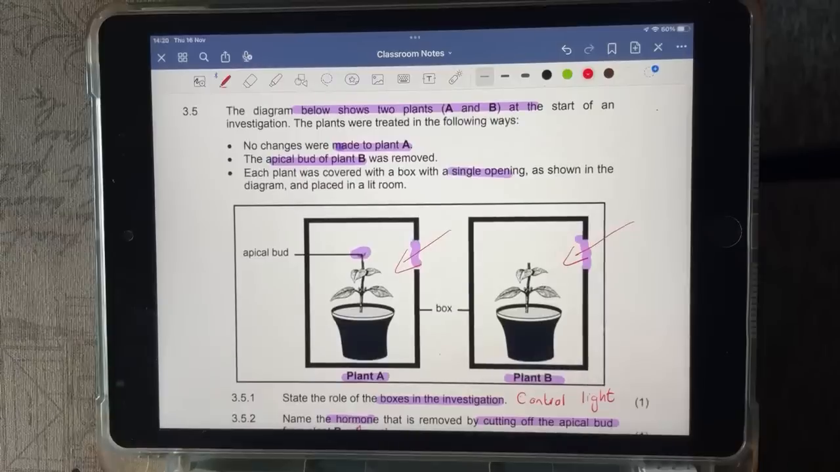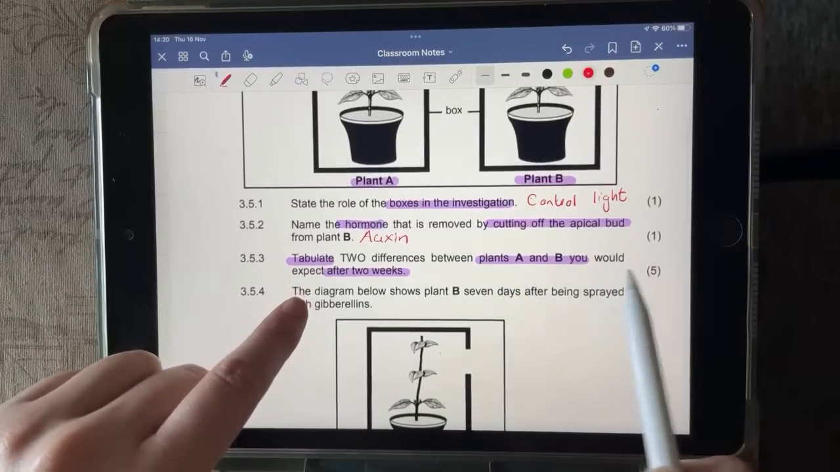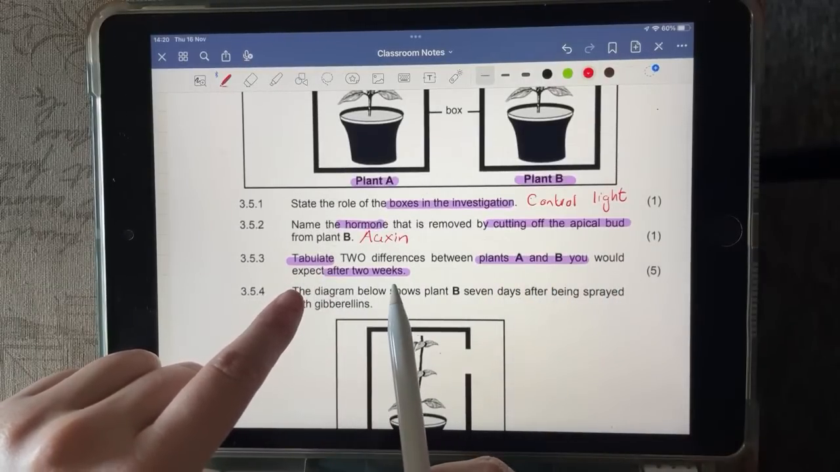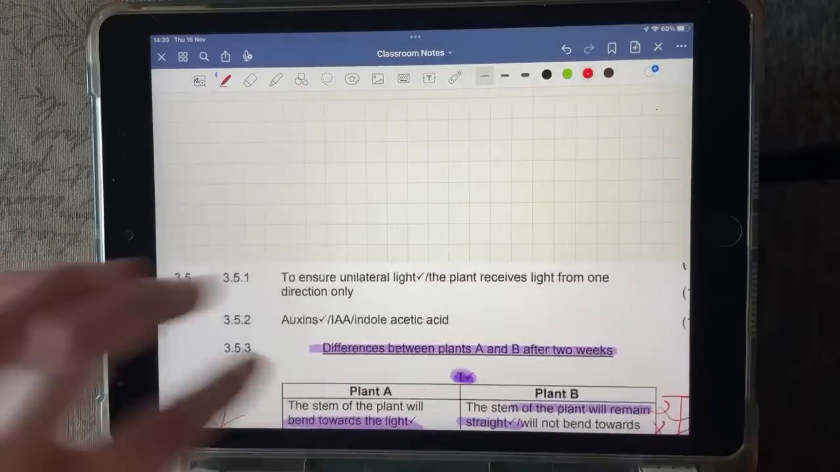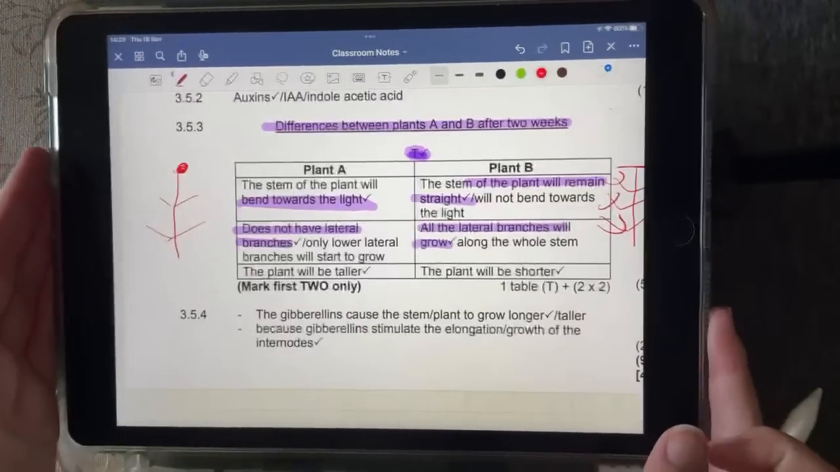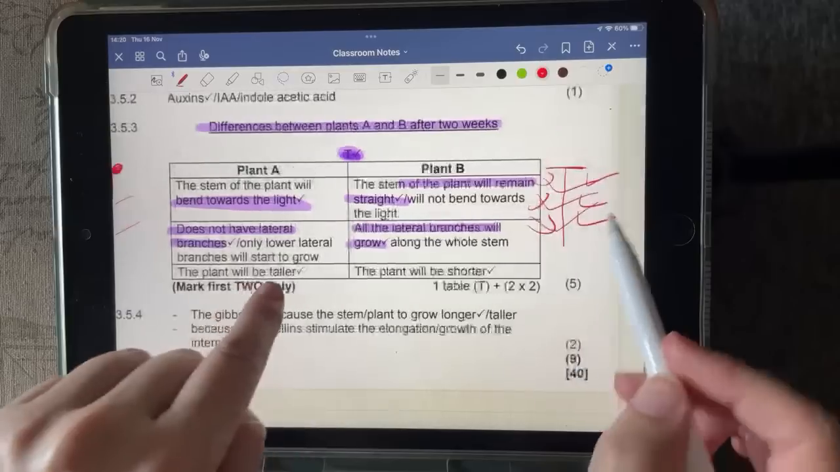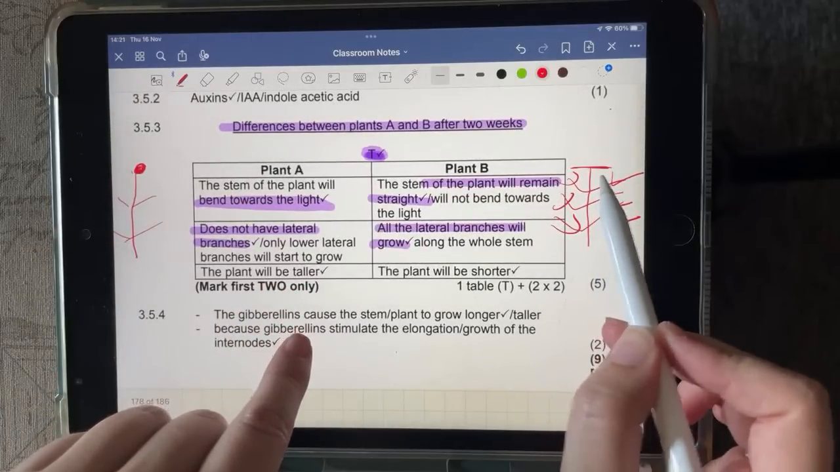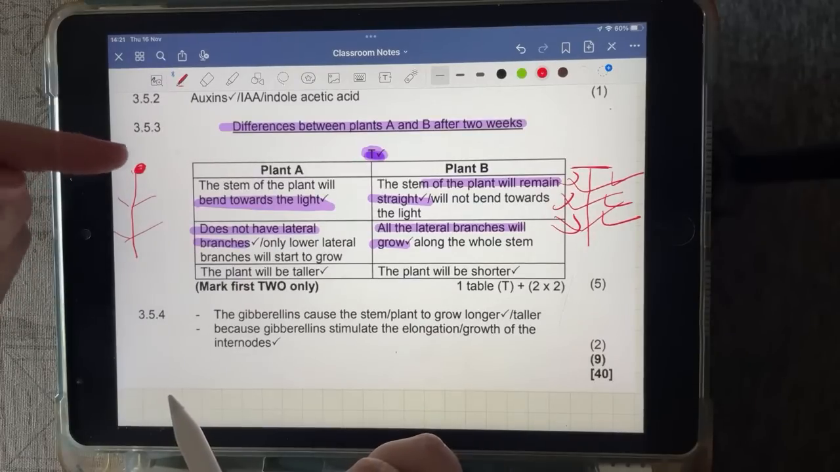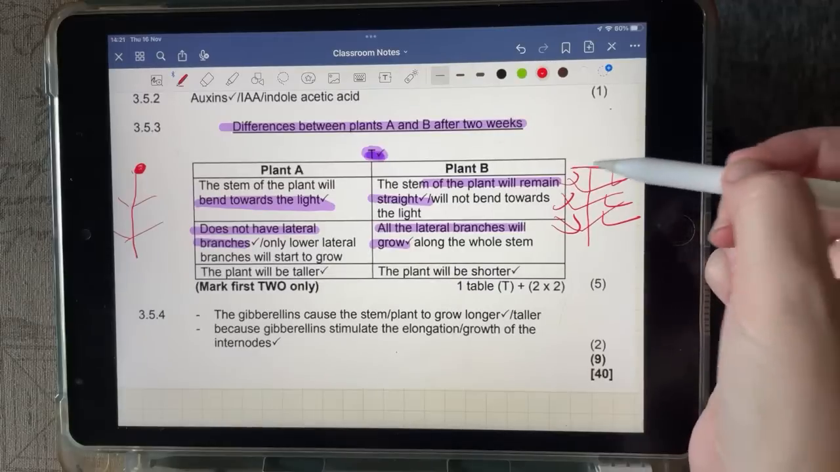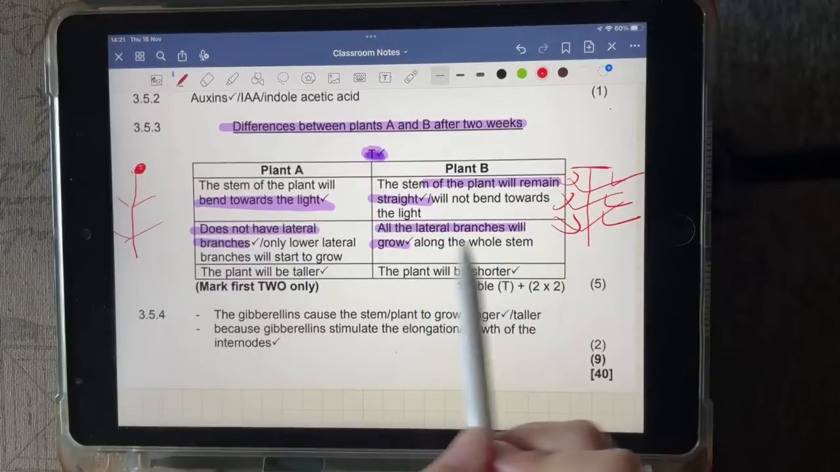Okay, here we go, everyone. So we were busy drawing a table of the differences between plant A and plant B and what you would expect after 2 weeks. Let me recap. Number one, you have plant A that has its apical bud intact, and you have plant B that has no apical bud intact. Remember, the apical bud is where we make auxins. So if auxins are removed, like in plant B, it will allow for lateral branches to grow. And that's what they noted here.